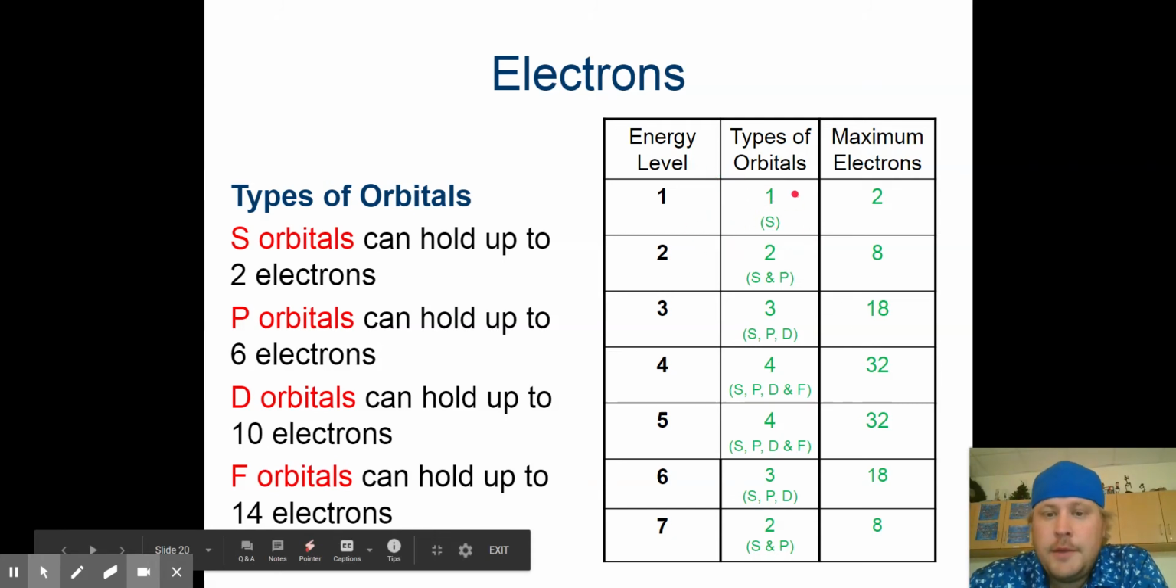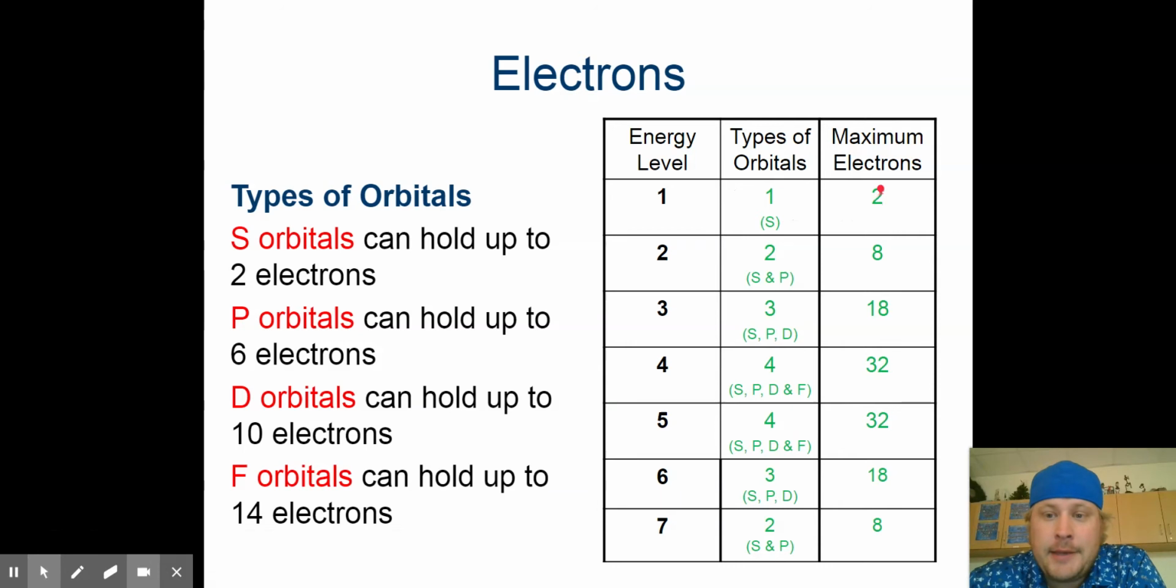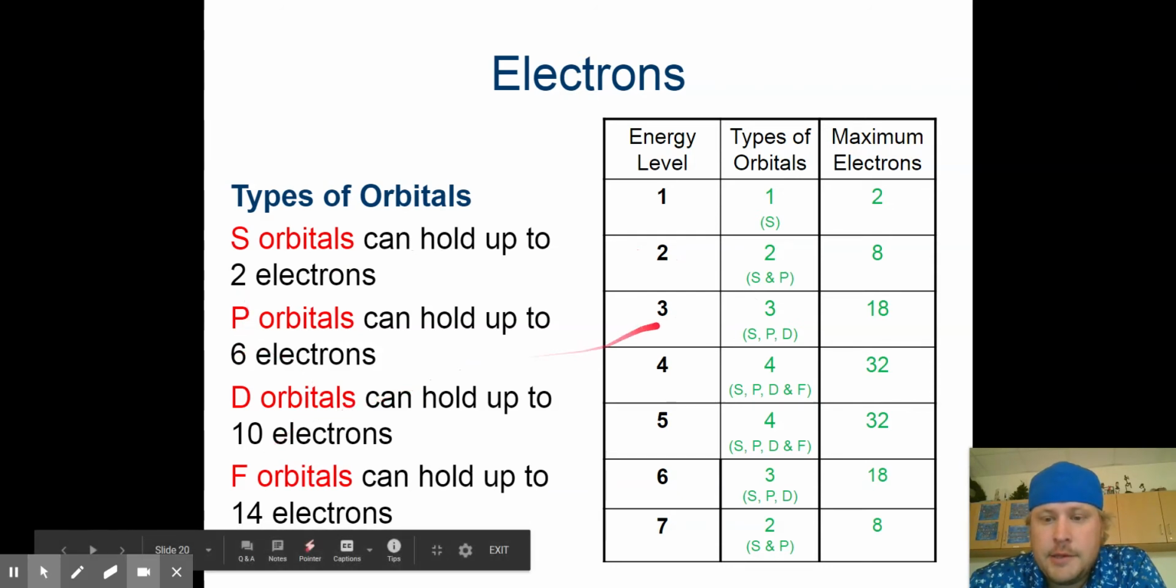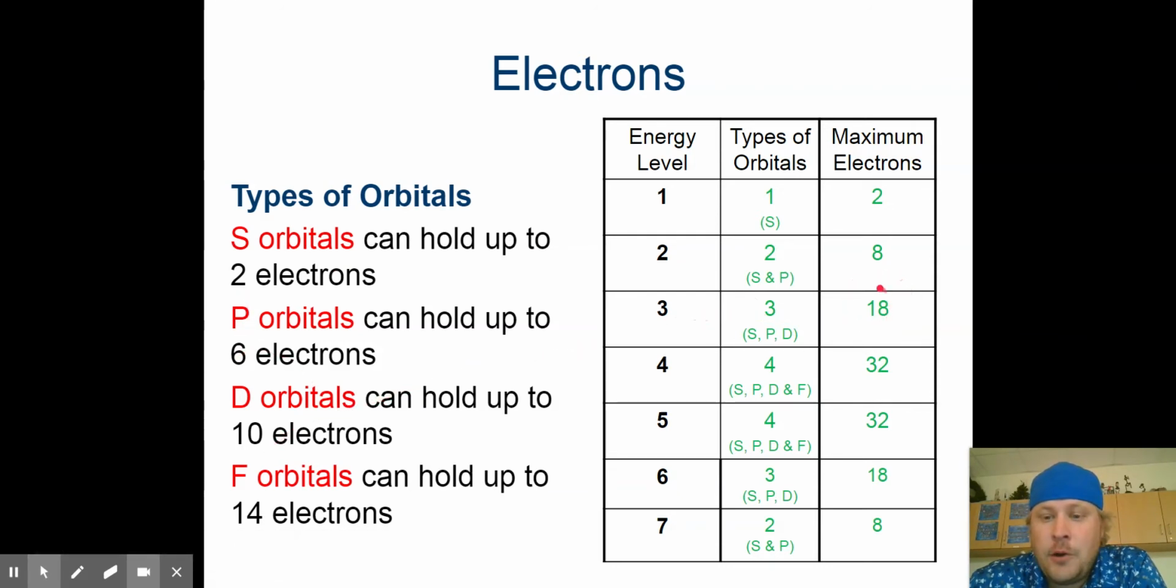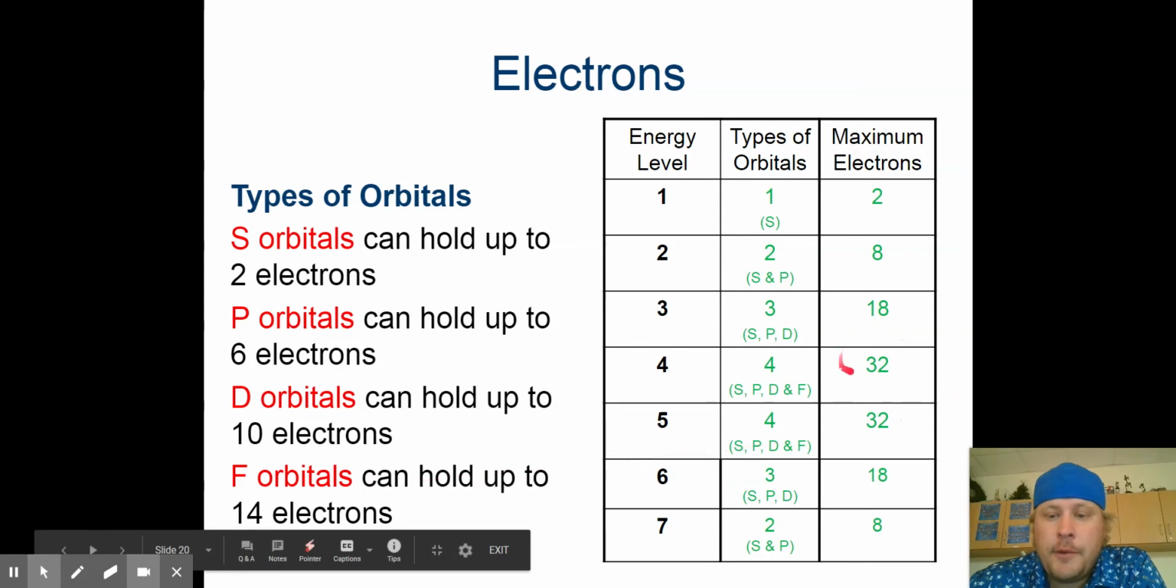So for number 1, it's just an S. So the maximum number is 2. For the second level, you can have an S-type orbital and a P-type orbital. 2 plus 6 is 8. For 3, we have S plus P plus D. 2 electrons plus 6 electrons plus 10 electrons equals 18 total in the third level. Okay. The fourth level, we have all 4. And when we add those up, we get 32.